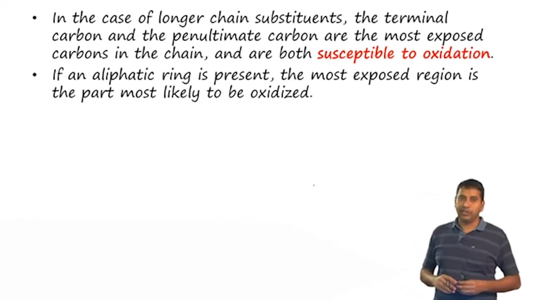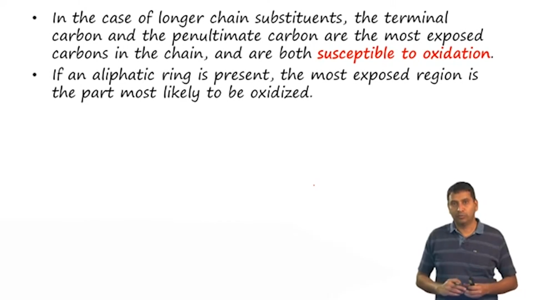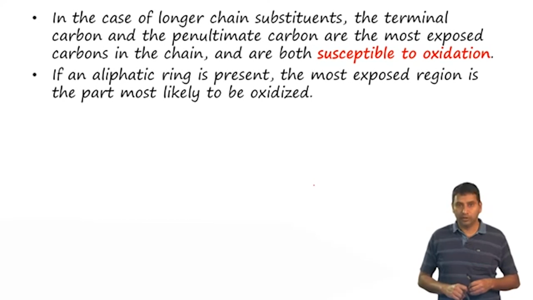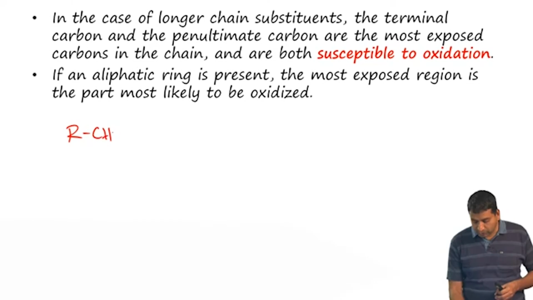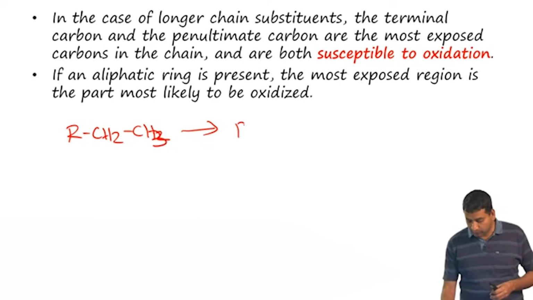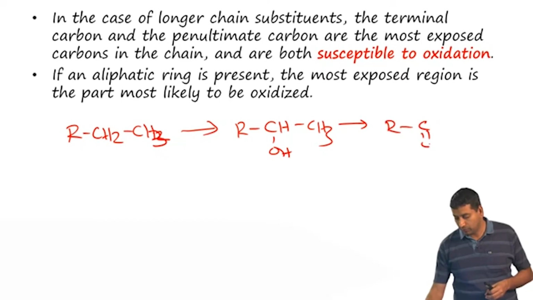When you have longer chains, the terminal carbon and the penultimate carbon are the most exposed and they are both susceptible to oxidation. So, we just looked at the example of the terminal carbon, but now imagine you can also have an internal carbon which can undergo oxidation. So, let us say you have this molecule here, this can form R CH OH CH3, which in turn can undergo oxidation again to form R C double bond O CH3. So, you are generating a ketone.